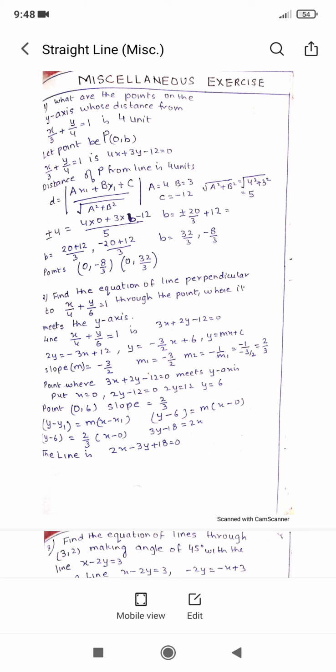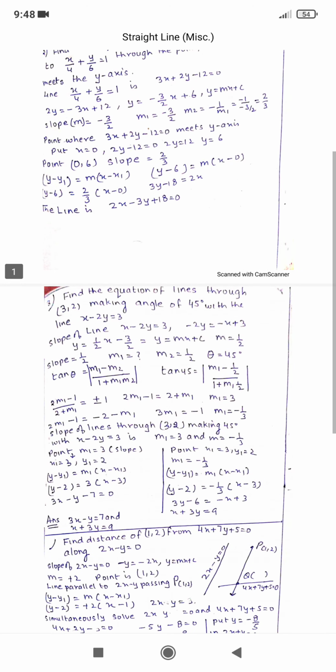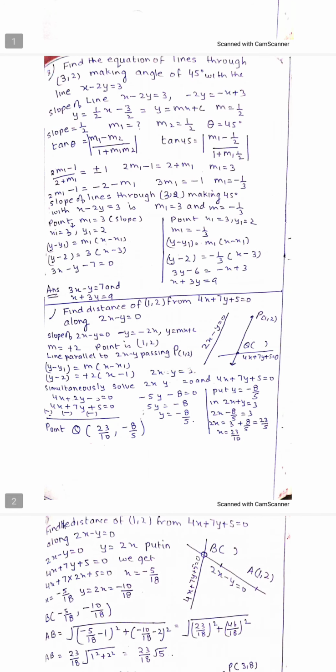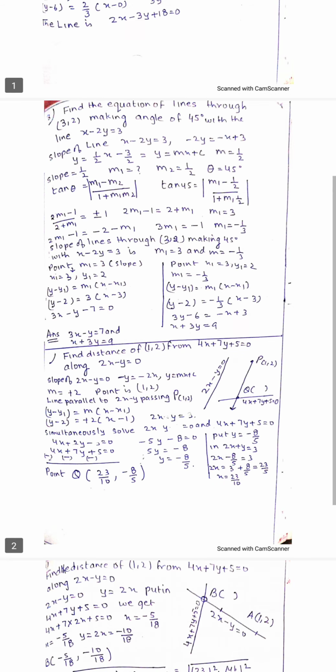Third question is, find the equation of the line through the point (3, 2) making an angle of 45 degrees with the line x - 2y = 3. Now if we convert it into slope intercept form, we get the slope of the line is m = 1/2. So the slope is 1/2, so what will be m2? m2 will also be 1/2. m1 we don't know, m2 is 1/2.